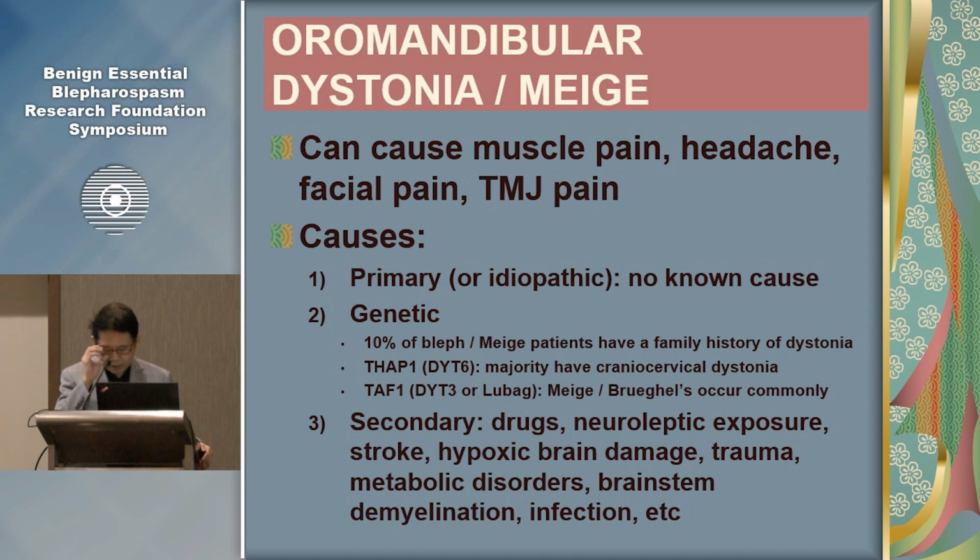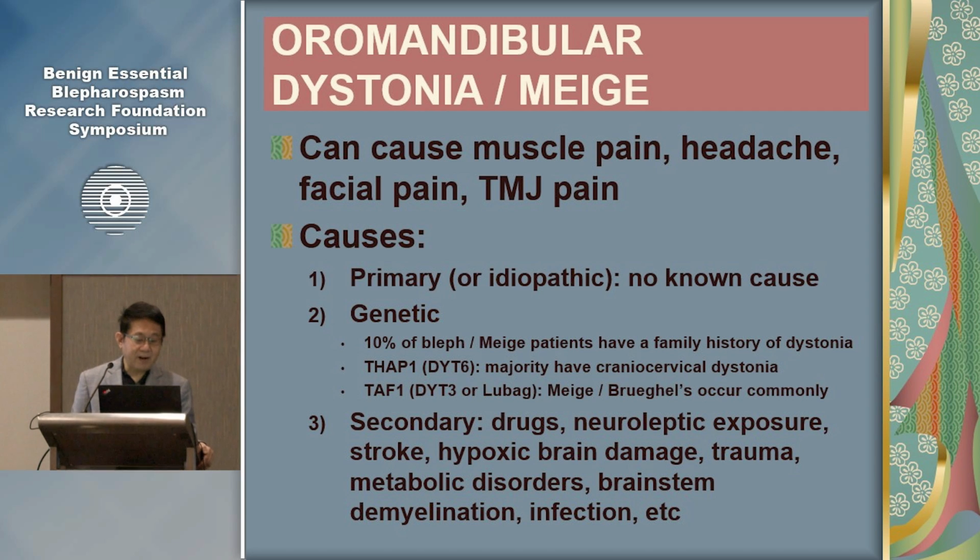And the other one is DYT3, which is LUBAG, which is seen among men from the Philippines, in particular from one of the islands in the Philippines. So almost everyone, wherever they are in the world, if they have oromandibular dystonia or generalized dystonia for that matter, and are from the Philippines, I have to test for DYT3 or LUBAG. So far, we haven't seen this in Caucasians, and we've actually looked at many samples of non-Filipino population.